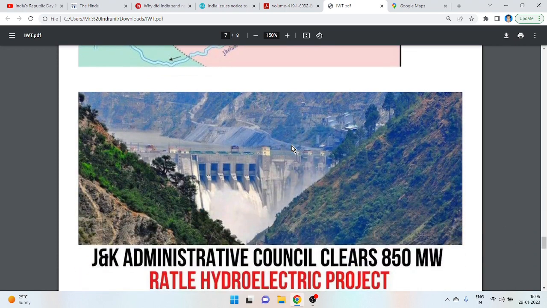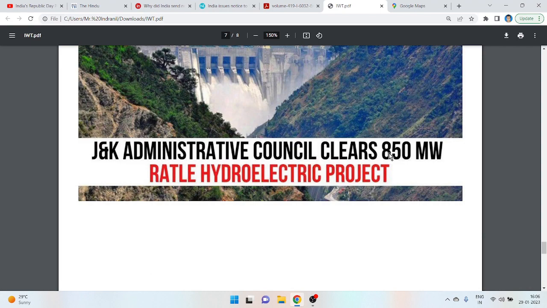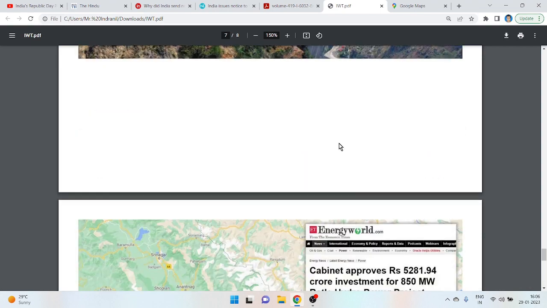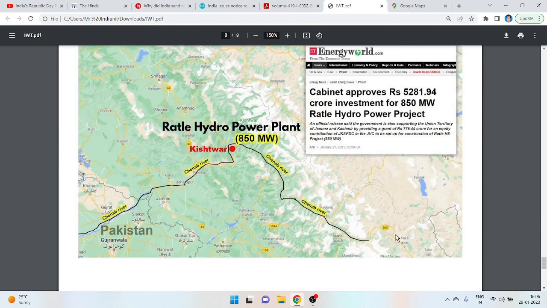And another is the Ratle hydroelectric power project, that is an 850 megawatt hydroelectric project. Okay, it is constructed on the Chenab river. Look, this is the Chenab river, and near Kishtwar the Ratle hydroelectric power plant is constructed with 850 megawatt capacity of hydroelectric generation. Okay, so this is the total discussion regarding this matter.